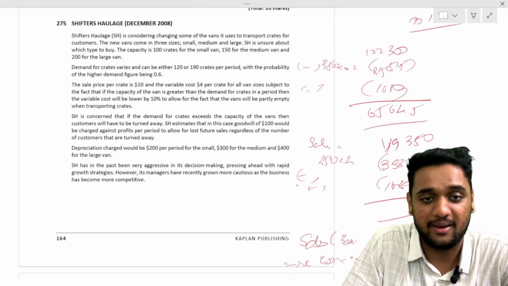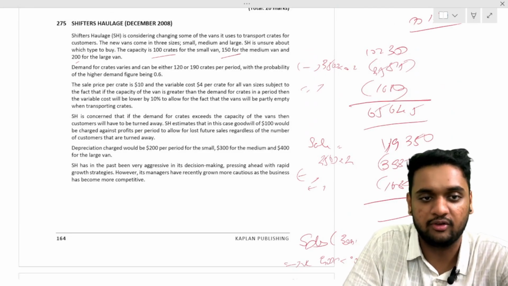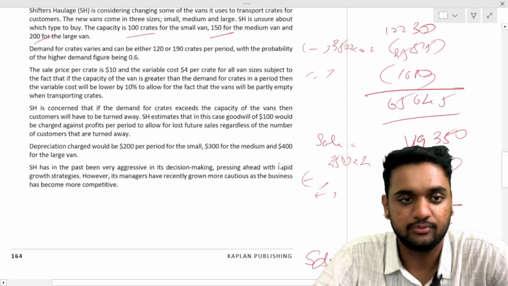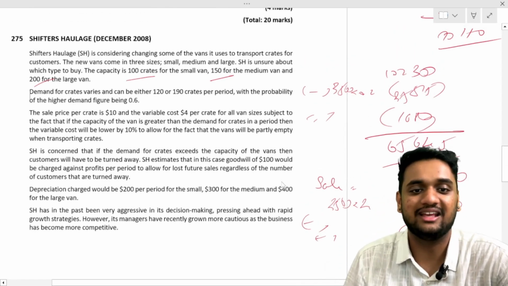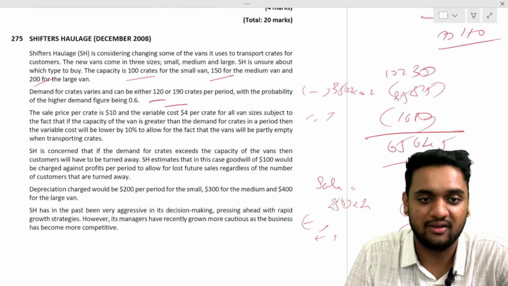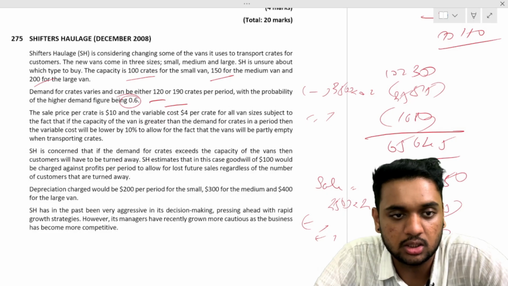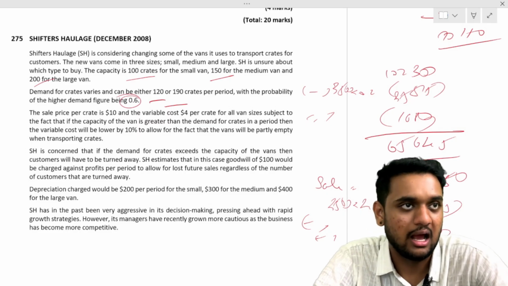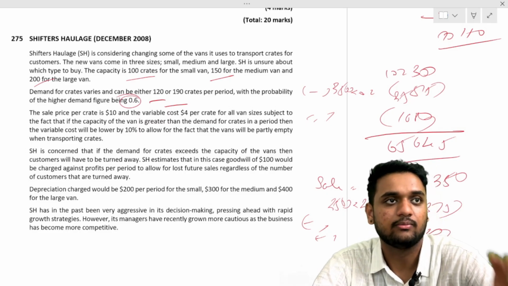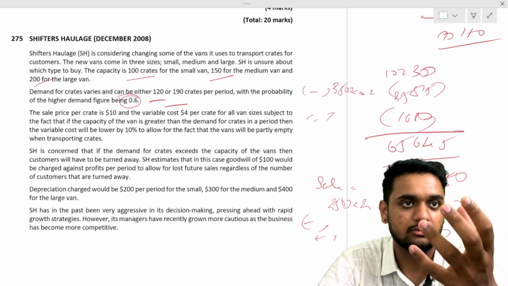Small vans have a capacity of 100, medium van 150, and large van 200. Demand for the crates can either be 120 or 190, with the probability of the higher demand being 0.6, and 0.4 for the other. Higher demand means 190.